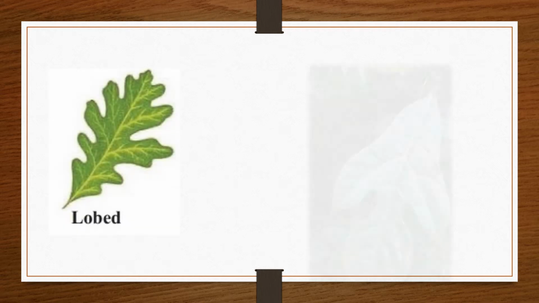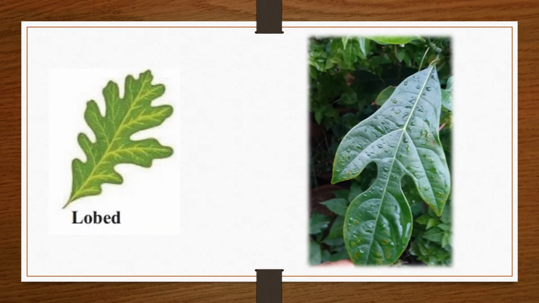Now lobed leaves. A leaf with deeply indented margins is called a lobed leaf. Indented means having zigzag. See, deeply indented. So here the lamina is not continuous. It does not show spiny projections. Instead it shows zigzag. So deeply indented margins. Such leaves are called lobed leaves. Okay, students, understood?